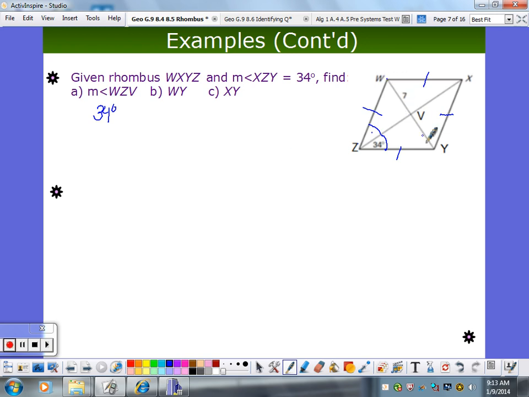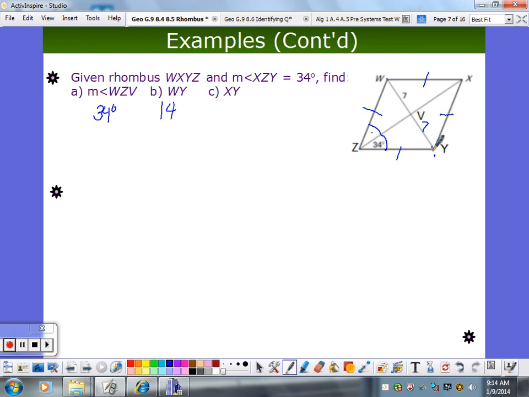How about WY? How am I going to find that? Yeah? 14, how come? Right, it's a parallelogram, so because it's a parallelogram, the diagonals bisect each other. If this one's 7, so is that one. And now I want XY. Ooh, that's this one.